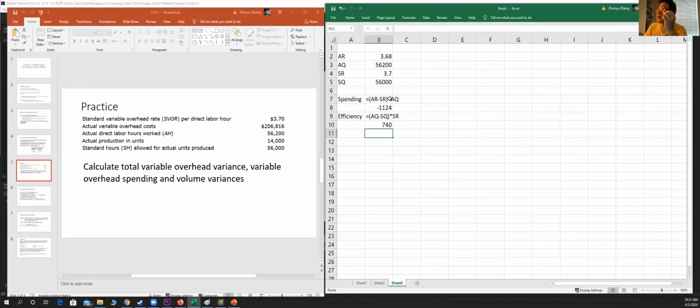Why unfavorable? If you look at this, you know that actual quantity is a little bit higher than standard quantity. We mean that they spent too much anyway. They used too much, so it's unfavorable. So with the knowledge of spending variance and efficiency variance, we know the total variance is just the sum of the two. So the sum is 384 with a negative sign. What does it mean? It means overall the variance is favorable. Overall they spend less.